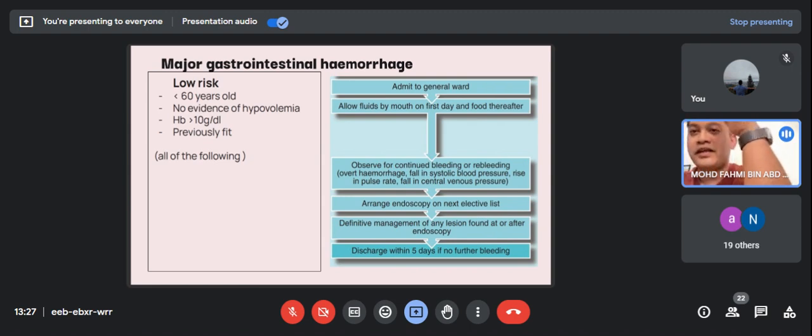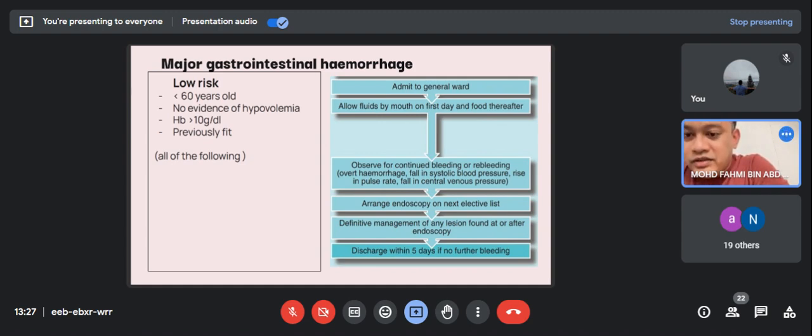Okay, tak apa, kita cepatkan. Lower GI bleed dia boleh resolve by itself in 70% at most. Upper GI bleed saya memang kena scope lah. Dia memang always surgical emergency, whether you scope now or within 24 hours, depending on situation. Tapi kena scope.